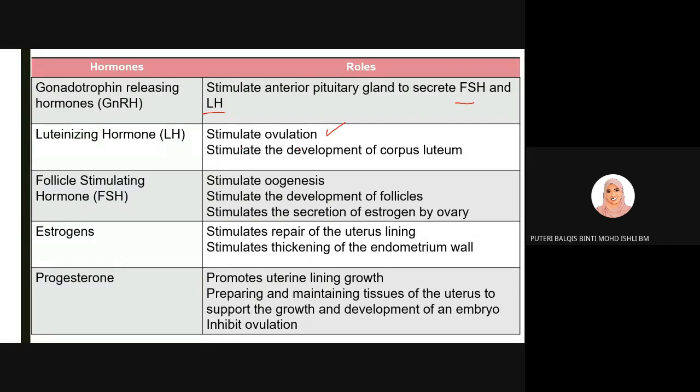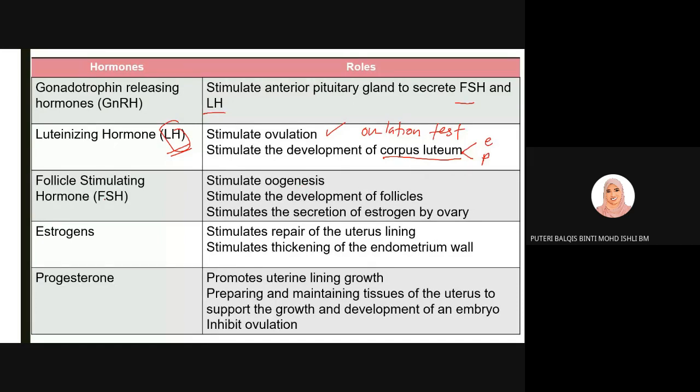Siapa yang tolong ovulate kan? LH. That's why sekarang ada ovulation test. Okay, saya dah cerita kot ke belum? Okay, sekarang ni ada ovulation test. Ovulation test ni dia akan detect LH. Okay, the presence of LH. Alright, and it also stimulate development of corpus luteum. Corpus luteum dihasilkan, dia akan secrete estrogen, progesterone.